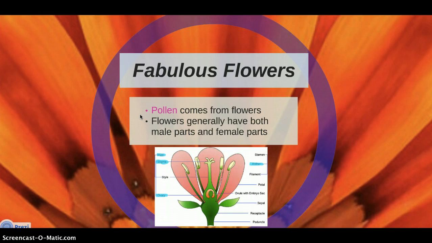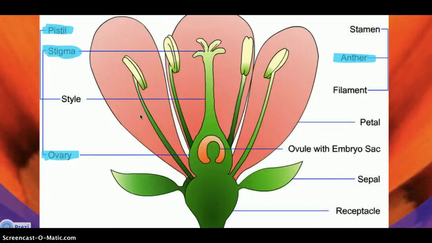So flowers generally have both male and female parts. Let's look at a flower diagram. So we see our flower here, and this is an anther, which is where the pollen is produced, and that is the male part of the flower. And the female part of the flower is the pistil, which is all of this. It's composed of the stigma at the top and the ovary at the bottom, which is where the egg cells are found.